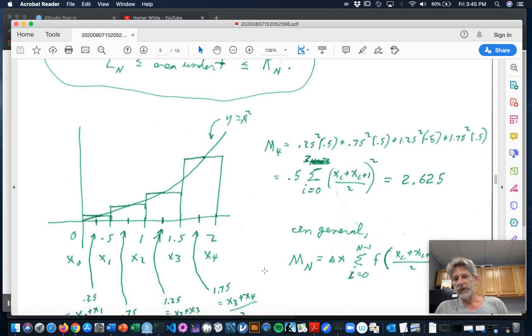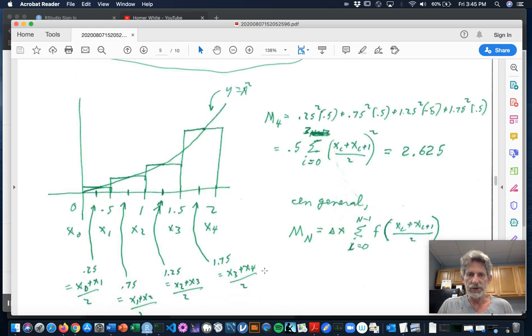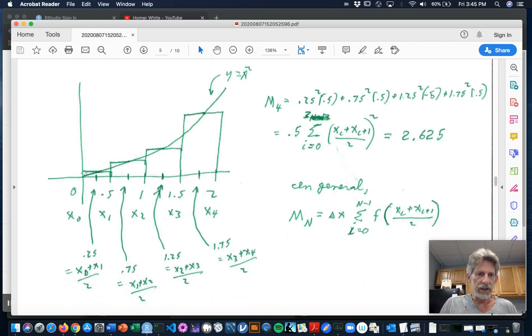There are infinitely many choices that you could make for how to set up the heights of your rectangles. I'm only going to show you one more. It's quite popular. It's the midpoint approach. What we're doing here with our 0 to 2 is we're keeping the same xi's. x0 is 0, x1 is 0.5, and so on, because we're still dividing into 4 pieces with a delta x of 0.5. But we're not going to use the left hand, and we're not going to use the right hand. We're going to use the midpoint of each base.